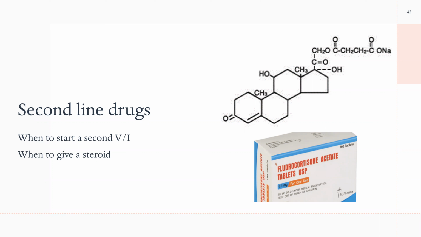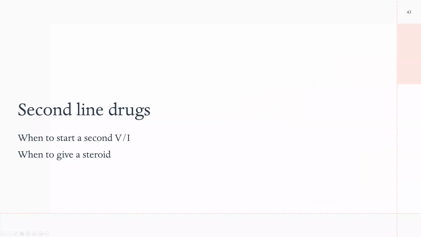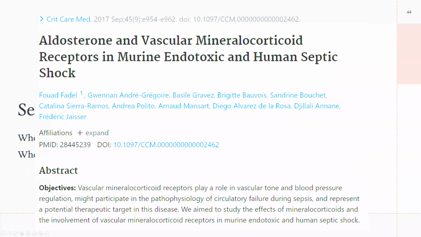Evidence, so when to give a steroid: evidence suggests that hydrocortisone with fludrocortisone decreases the doses of vasopressors in patients with septic shock requiring more than 0.25 mics per kg per minute, and patients with multiple organ failure. So why add fludrocortisone? The Corticus trial showed no significant survival benefit from an 11-day course of hydrocortisone alone.